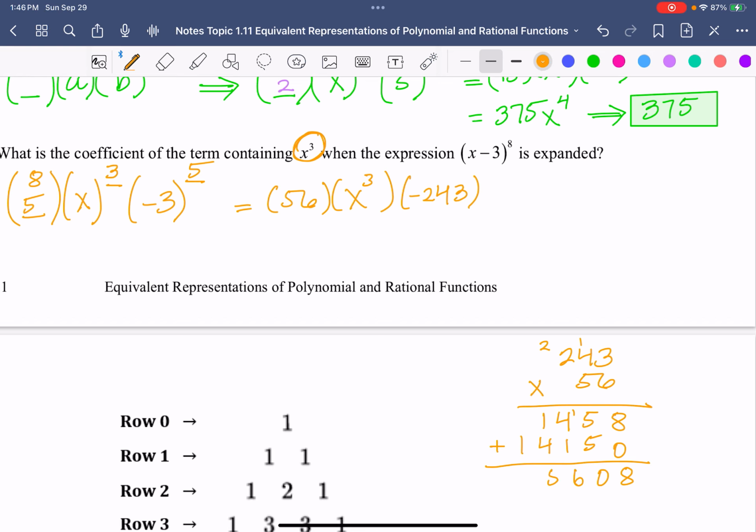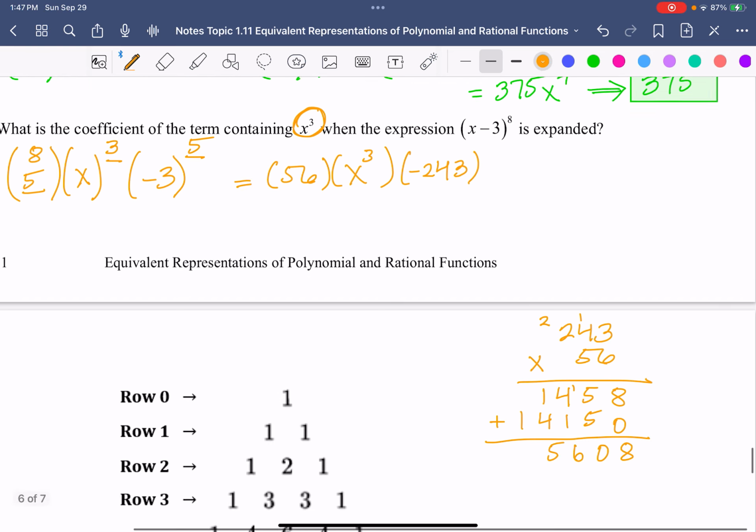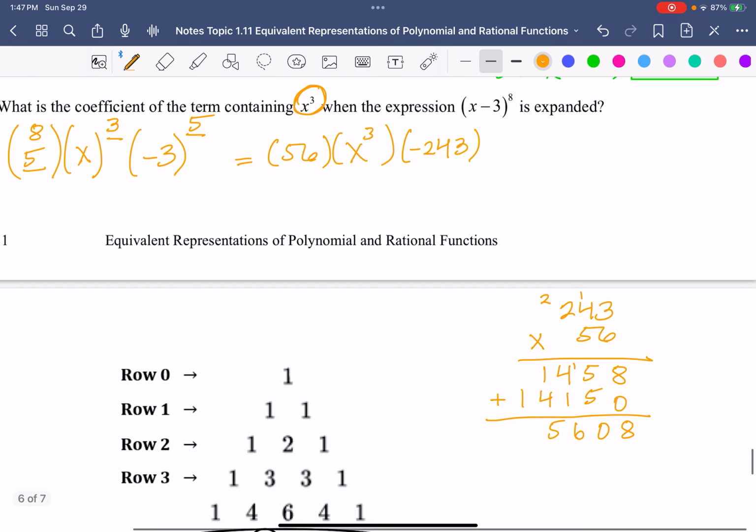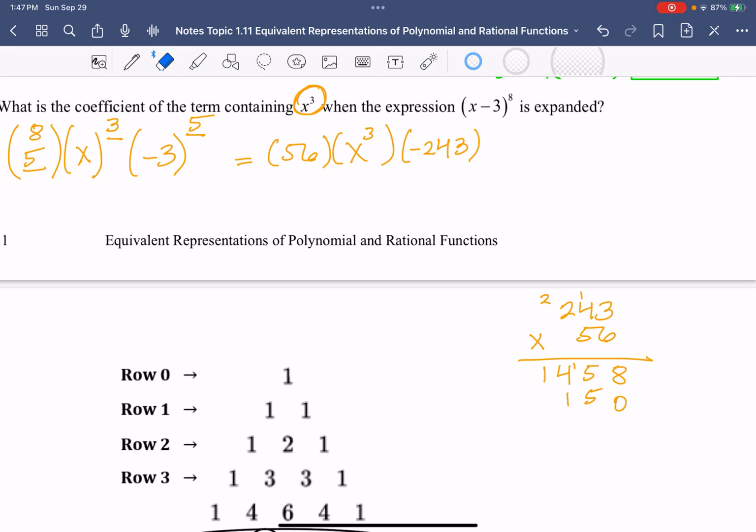And then 5, I did something wrong. I definitely did something wrong here. It's right here. I made a mistake. Let me just go back. Let me just erase and start over. Okay.